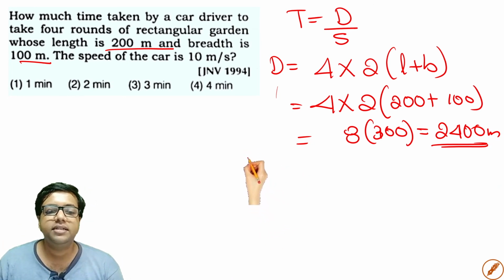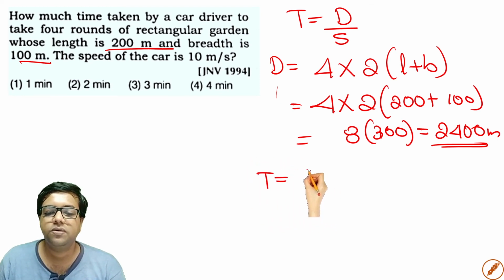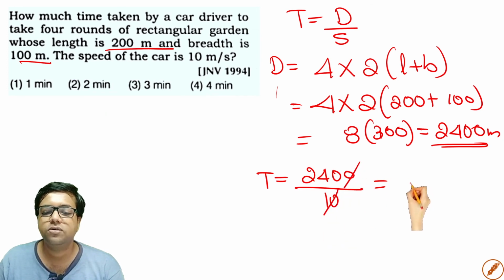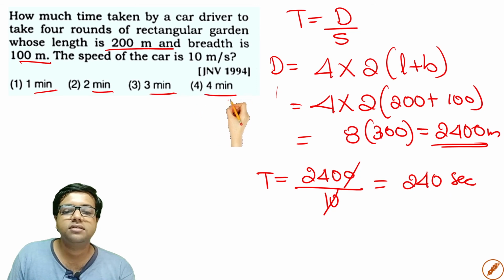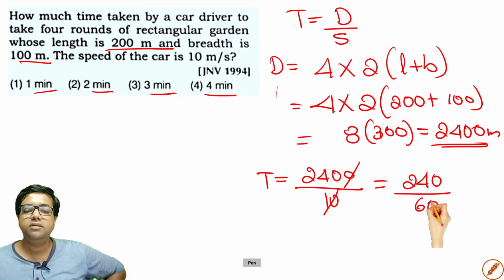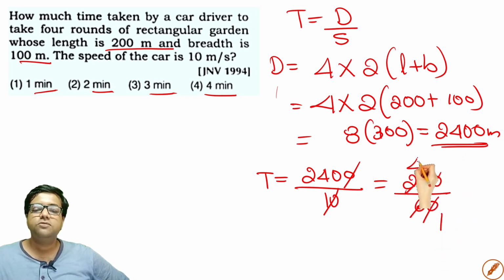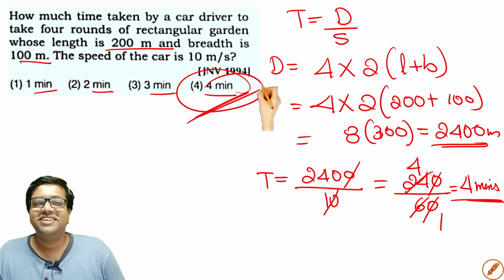And what is the speed given here? So let us find the time. Time is equal to distance, 2400, by speed, which is 10 meters per second. So what will you get? 10 and 10 go away, 240 seconds. But the answers are all in minutes, so you need to divide it by 60 in order to get it in minutes. 0 cancels away, 6 ones are 6, 6 4s are 24. So the answer is 4 minutes. Time is 4 minutes. Option 4 is the right answer for this question.